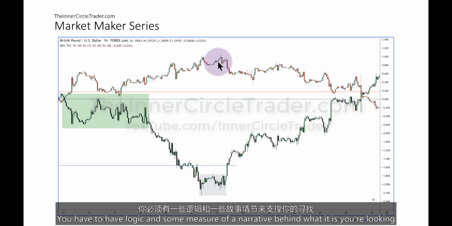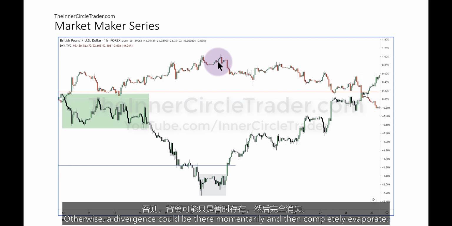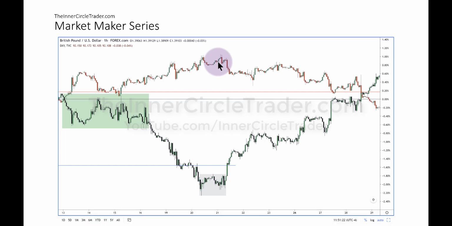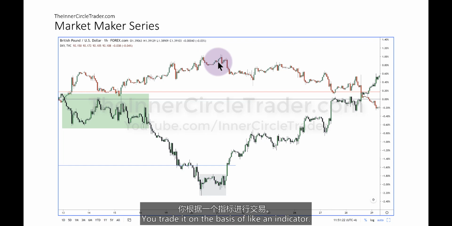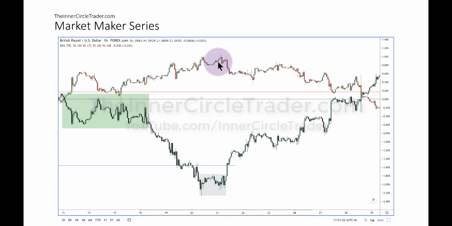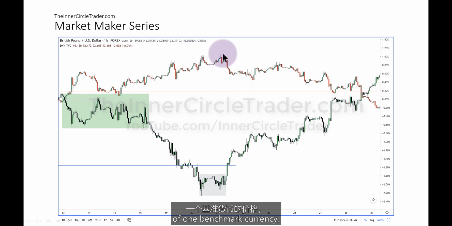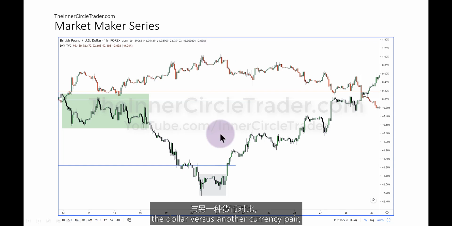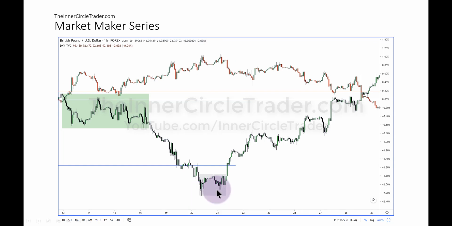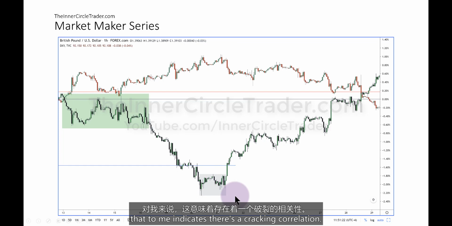You have to have logic and some measure of a narrative behind what it is you're looking for. Otherwise, the divergence could be there momentarily and then completely evaporate. And then what did you trade on? You traded on the basis of like an indicator. And this is not an indicator when it's done correctly, because I'm comparing the price of one benchmark currency, the dollar, versus another currency pair, and they should be mirroring one another. Okay? So if this is higher high, this should be lower low. If it doesn't do that, that to me indicates there's a crack in correlation.